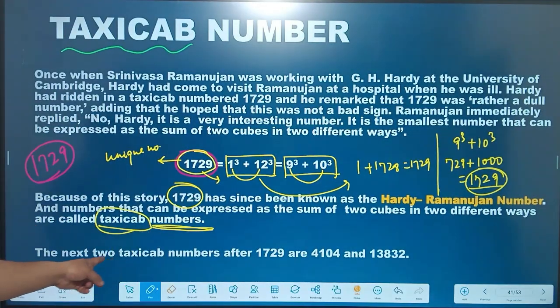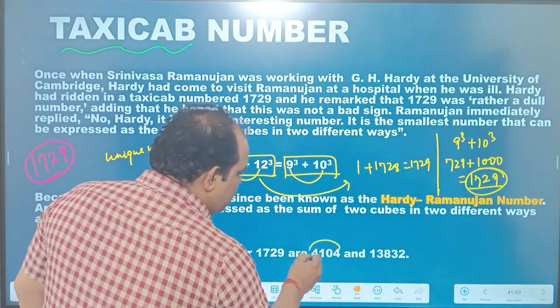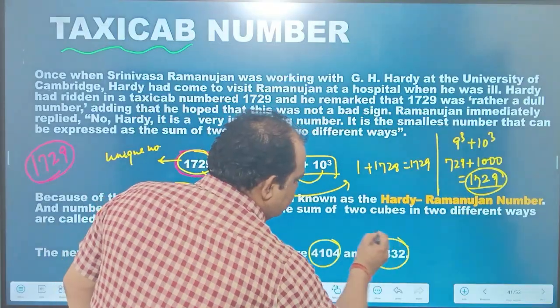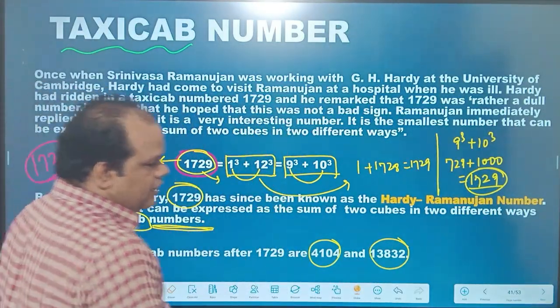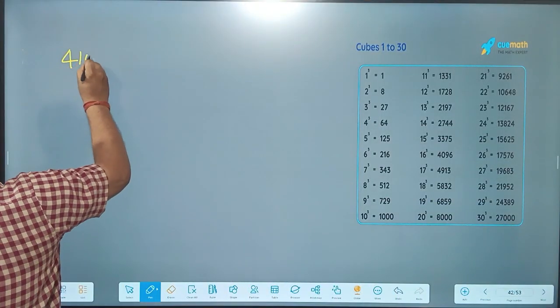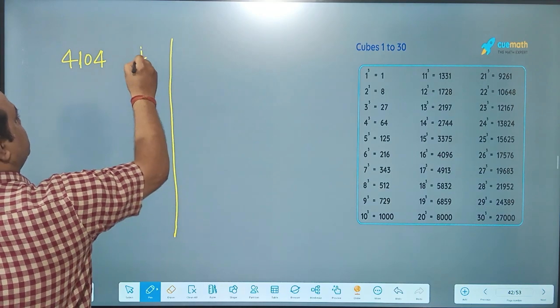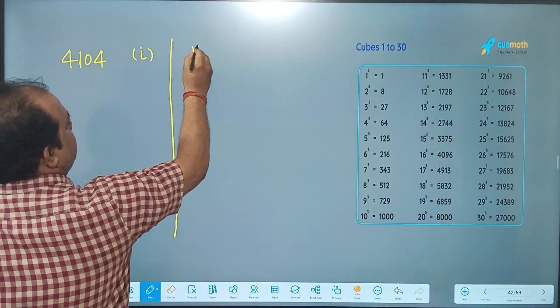The question is, the next two taxi cab numbers after 1729 are 4104 and 13832. Can you do this? So we'll go here. It is 4104. This is the first way and this is the second way. I would say this is the first way and this is the second.